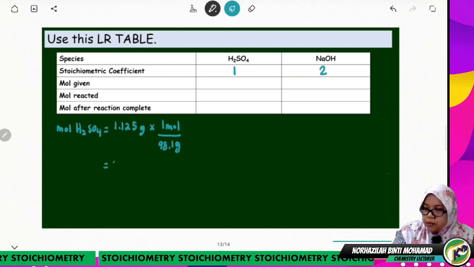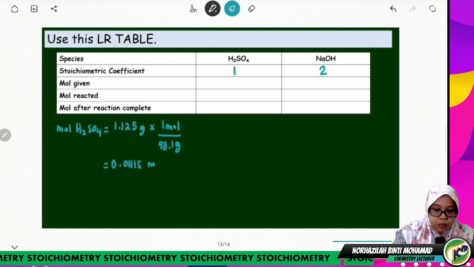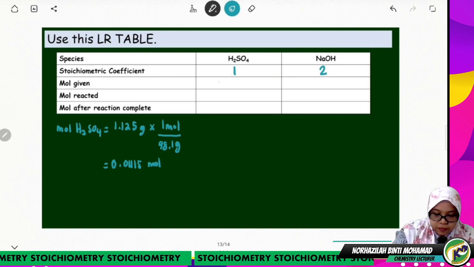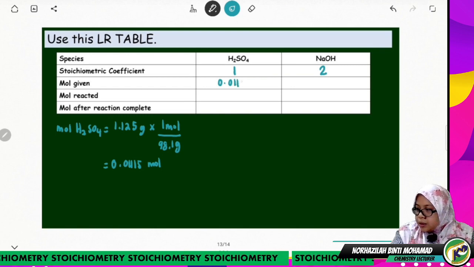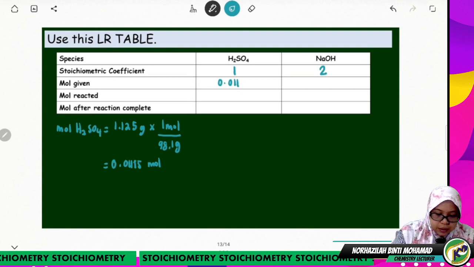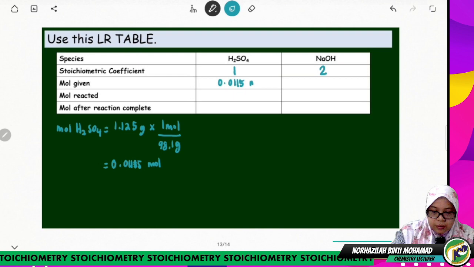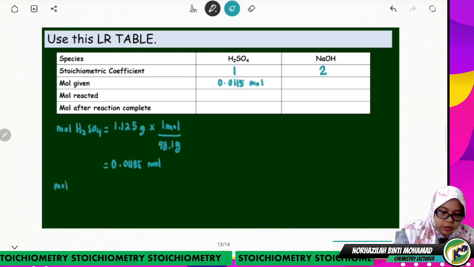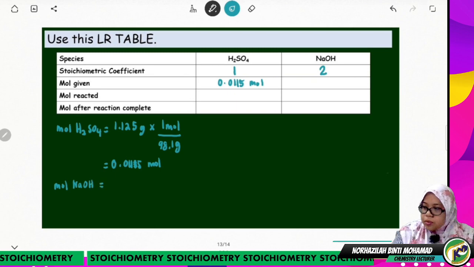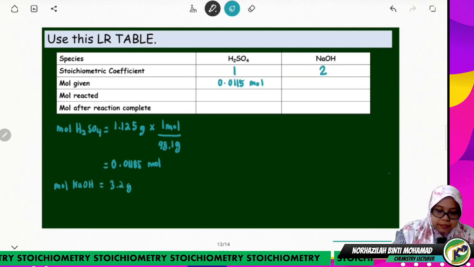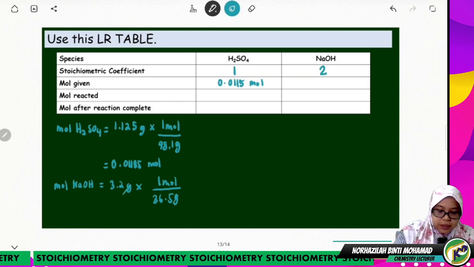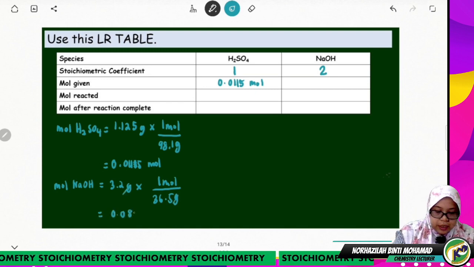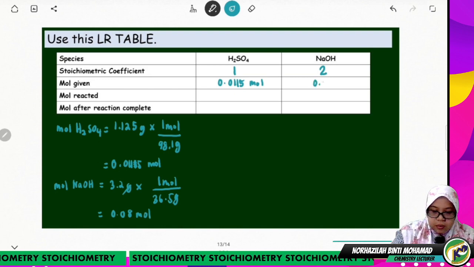So, mole of H2SO4 is 0.0115 mole. Okay, how about sodium hydroxide? So, mole sodium hydroxide is equals to 3.2 gram times with 1 mole divided by 36.5 grams. So, we will get 0.08 mole. So, mole of sodium hydroxide given is 0.08 mole.